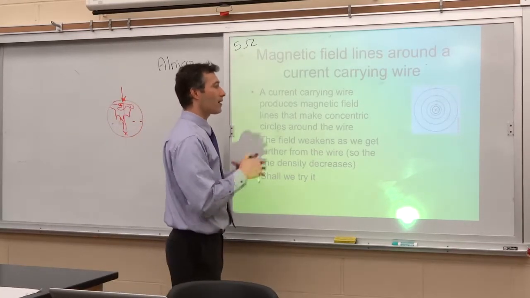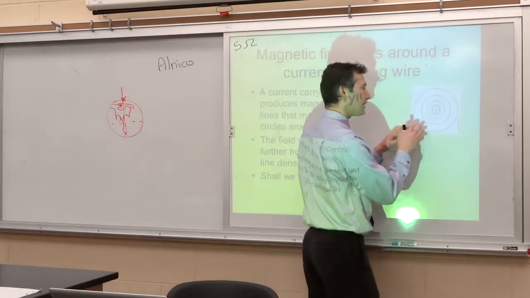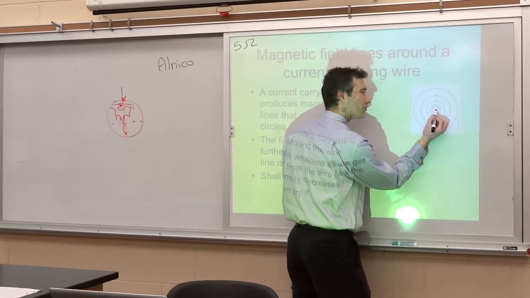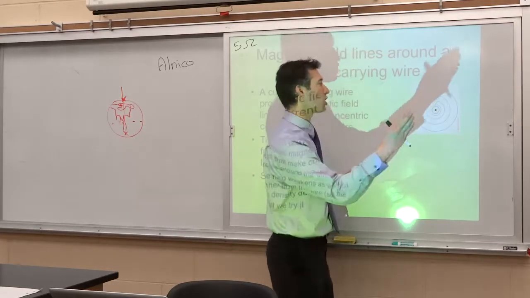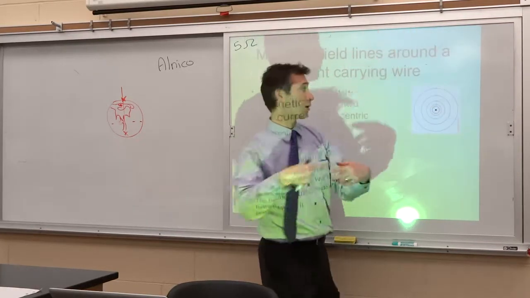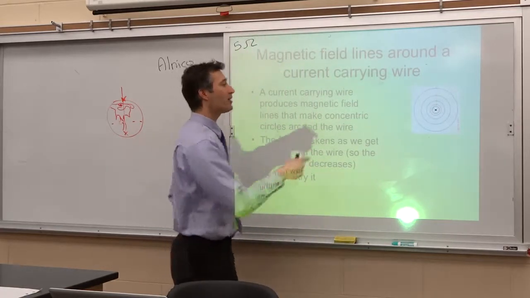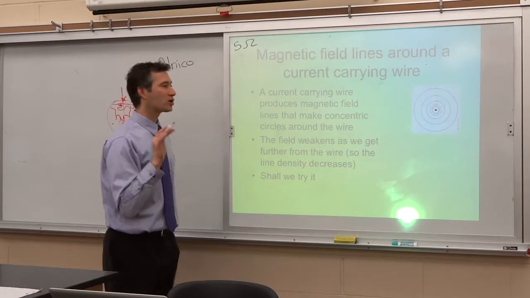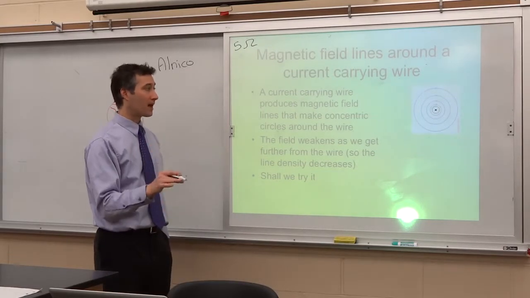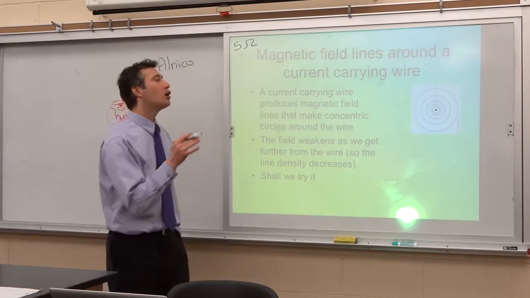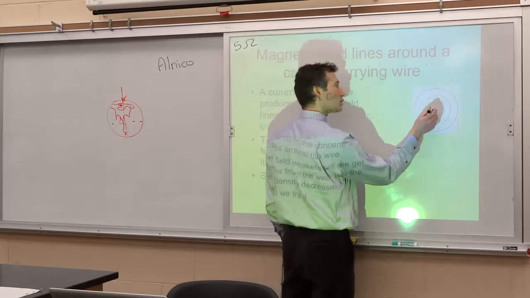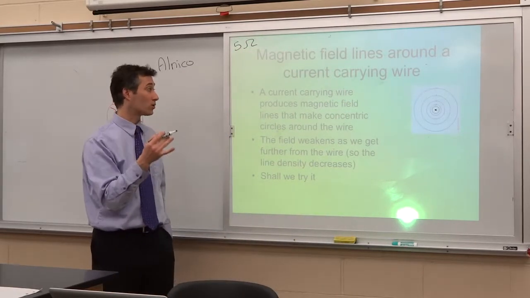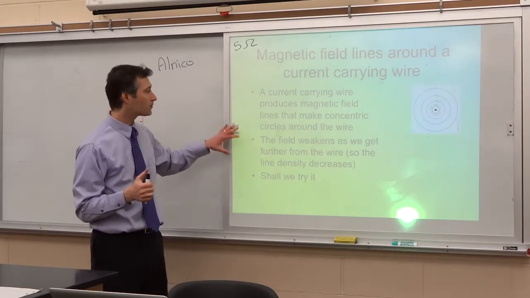So this is supposed to be the cross section of a wire, where the wire is the little black dot in the middle, and we have charges moving out of the board and then into the board. And then these concentric circles with an arrow are supposed to be representing our magnetic field lines. So the magnetic field produced by charges moving in a wire resembles these concentric circles that go around.